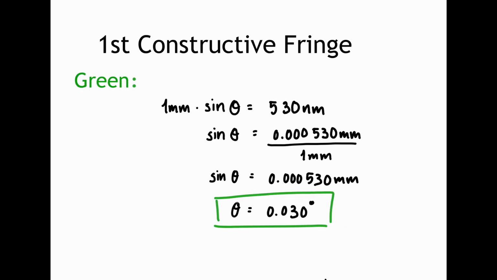Now, let's calculate theta for the first constructive fringe for a green laser. Using the same two slits, we can assume d has a value of 1 millimeter. A green laser has a wavelength of 530 nanometers, so we can plug that into lambda. Next, convert 530 nanometers into millimeters, which is 0.000530 millimeters, and take the inverse of sine 0.000530, giving us 0.030. Therefore, theta has a value of 0.030 degrees.